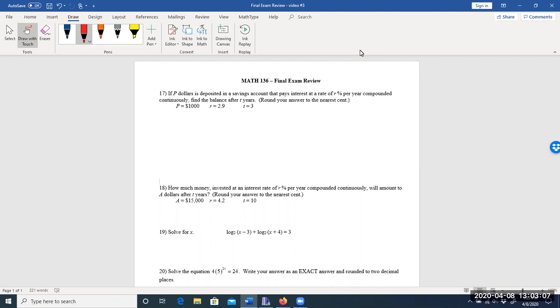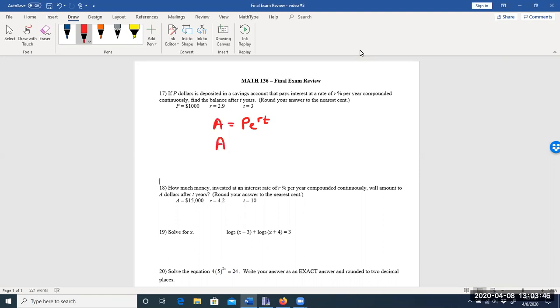So this first one says, if P dollars is deposited in a savings account that pays an interest rate of R% per year compounded continuously, find the balance after T years. Because it says the interest is compounded continuously, this is the formula that we use. There is a different formula if it had said compounded quarterly, monthly, or semi-annually, but it didn't. It said continuously. So here's our formula.